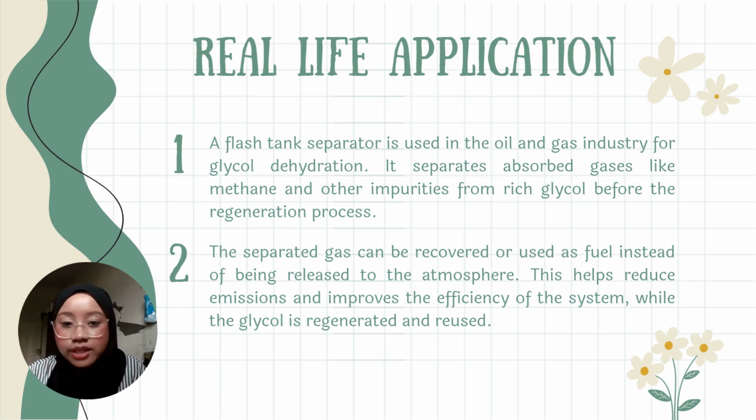And second, the separated gas can be recovered or used as a fuel instead of being released to the atmosphere. This helps reduce emissions and improve the efficiency of the system. The more volatile component is a potent greenhouse gas, so when we use it, it helps reduce the emission. Meanwhile, the less volatile part, the glycol, will be regenerated and reused.